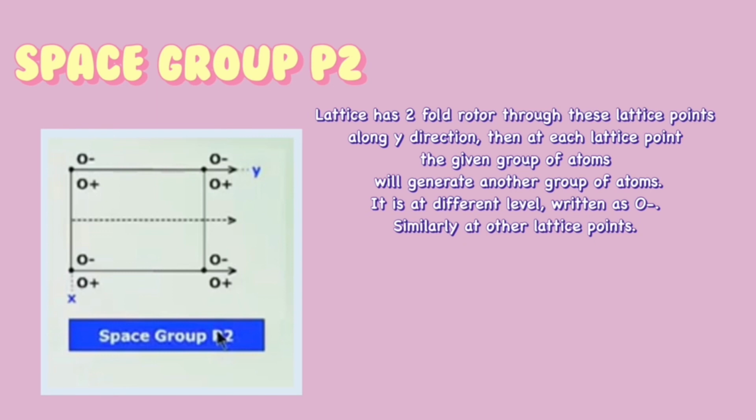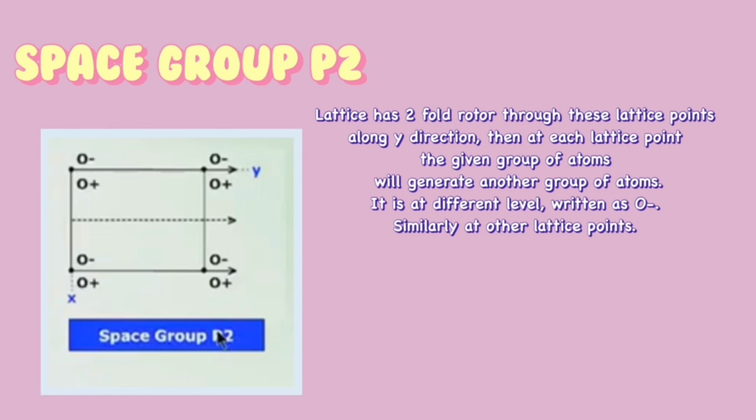Space group P2. The lattice has a two-fold rotor through this lattice point along the y direction. Then at each lattice point, the given group of atoms will generate another group of atoms at a different level, written as O minus. Similarly at other lattice points.